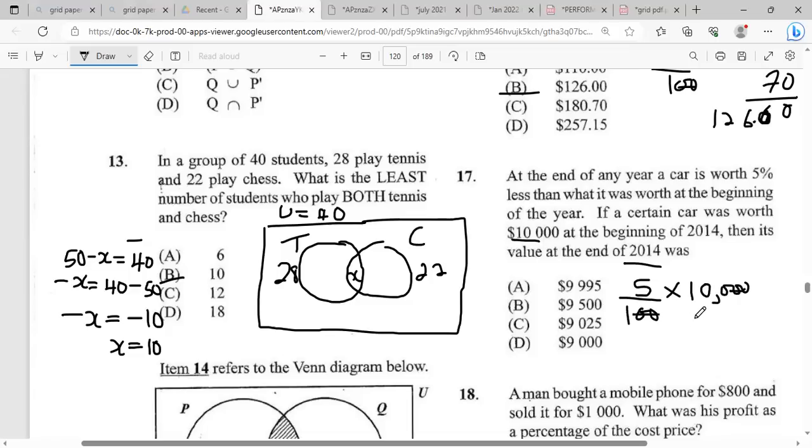So it's going to be $500. So it's going to lose the value of 500. So 10,000 subtract 500 gives us 9,500. All right.